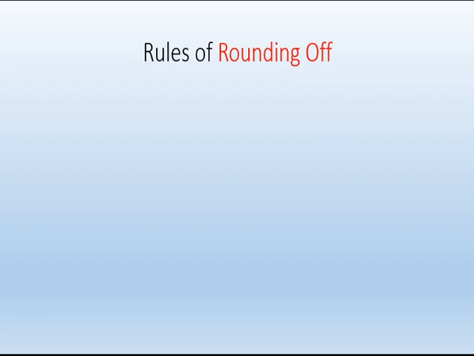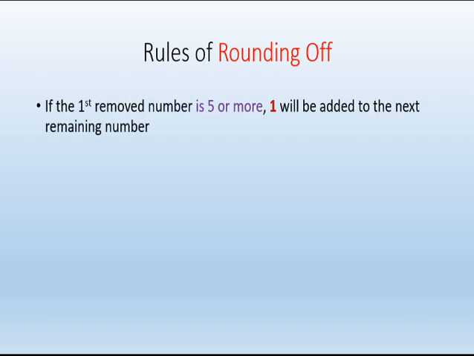The rules of rounding off are easy. We have done it earlier in the previous classes, but we will be getting a revision. If we are rounding off, it means we are removing some of the numbers. If the first removed number is 5 or more, 1 will be added to the next remaining number. So how will it happen? Let's see the example.